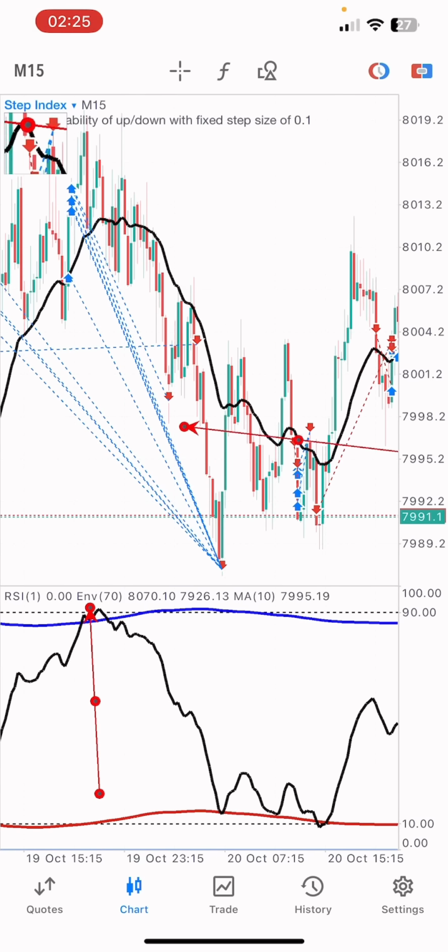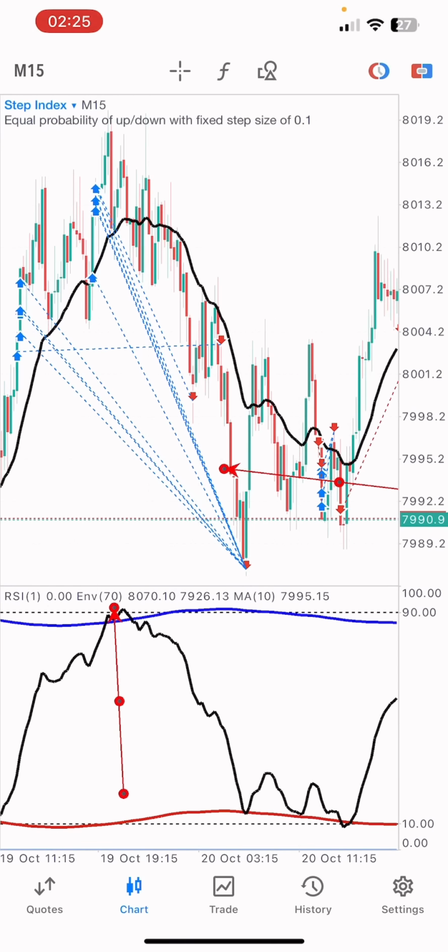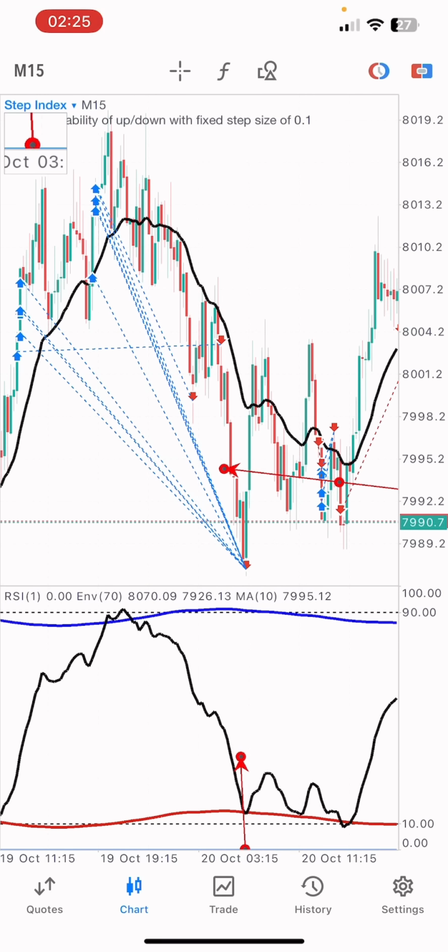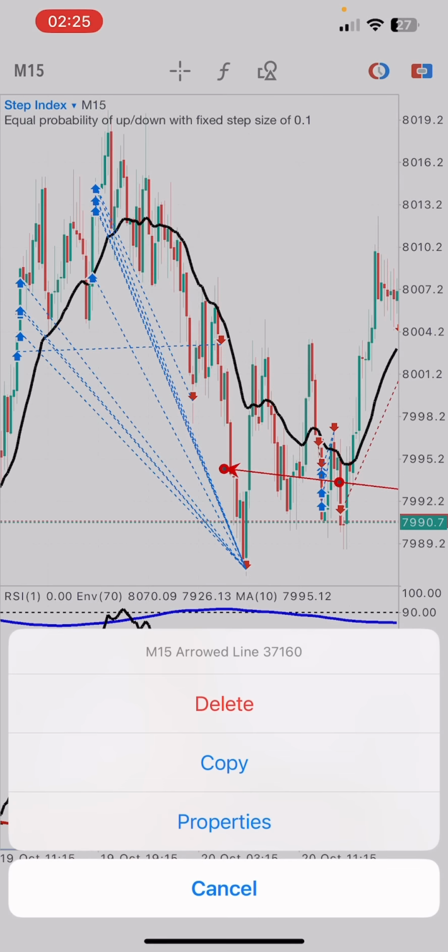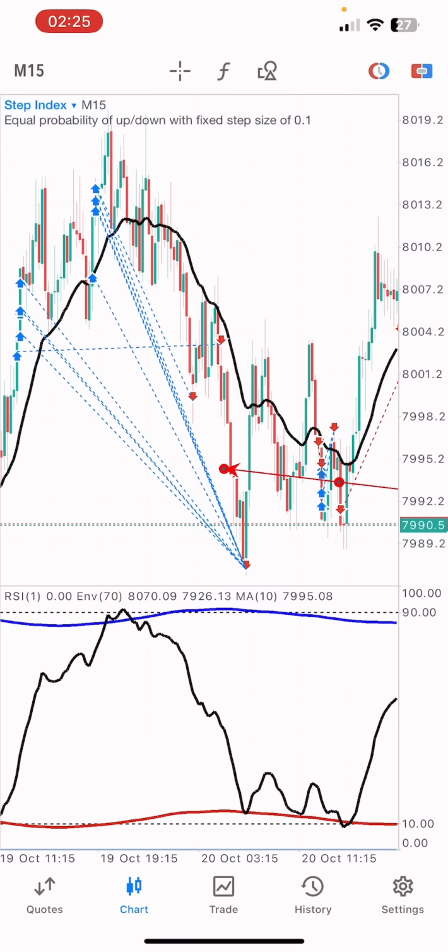You see now the market will just drop down, right? The market will drop down. So this is for sell opportunity.